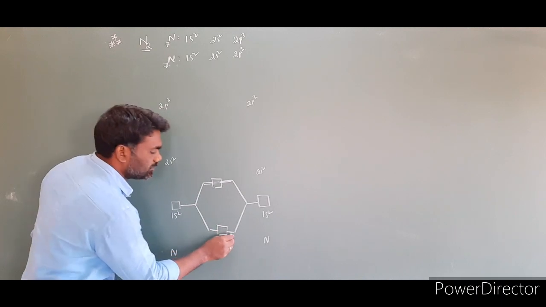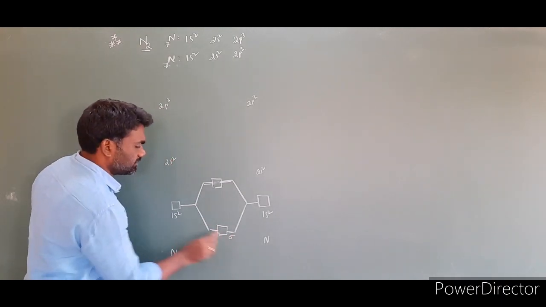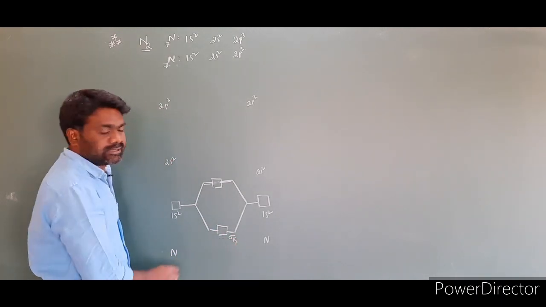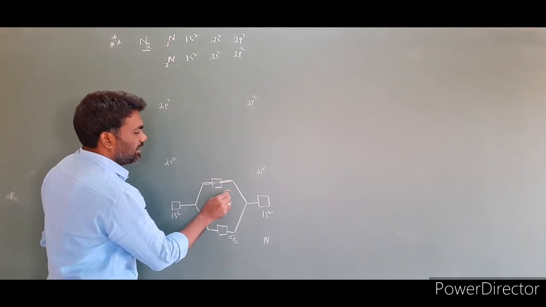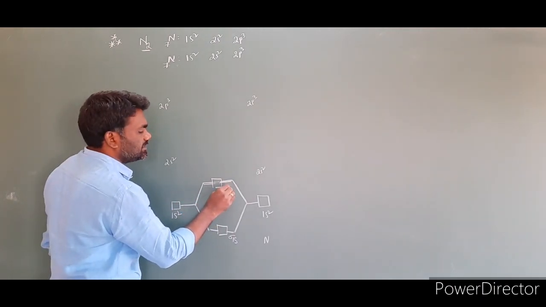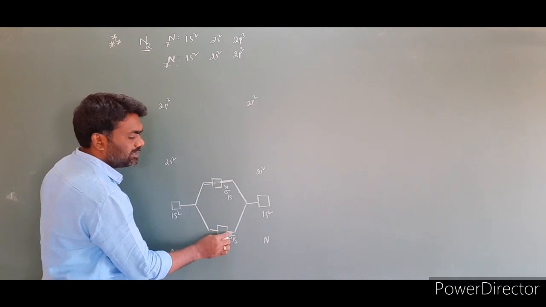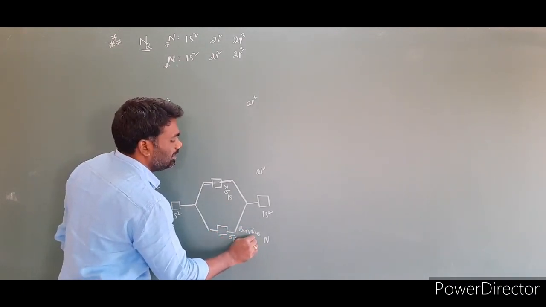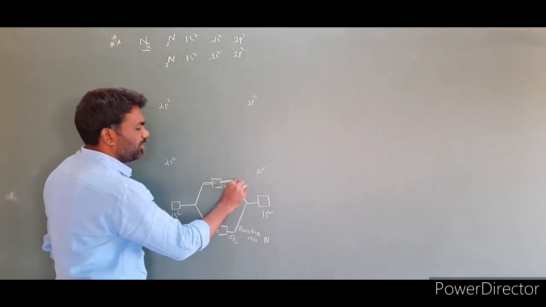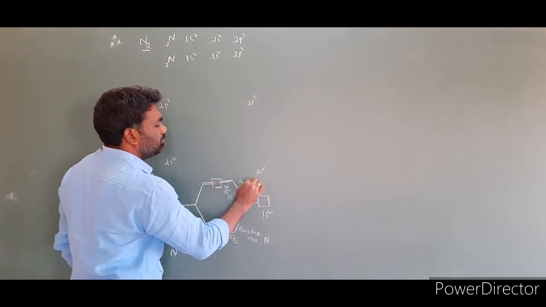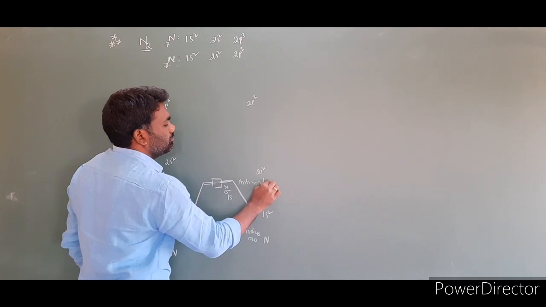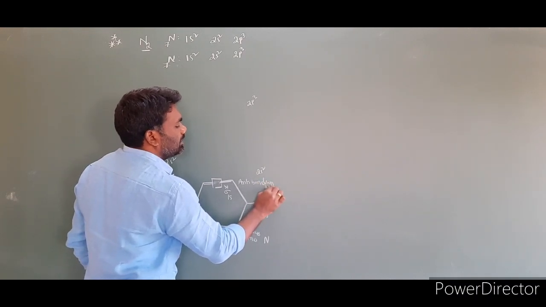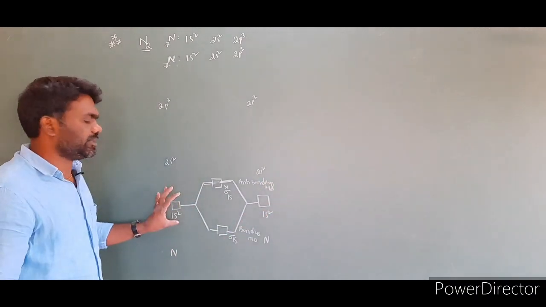How will this be labeled? This is sigma 1s. The upper one is anti-bonding, so this is sigma star 1s. The bottom one is the bonding molecular orbital, and the top one we call the anti-bonding molecular orbital. So this one is completed.